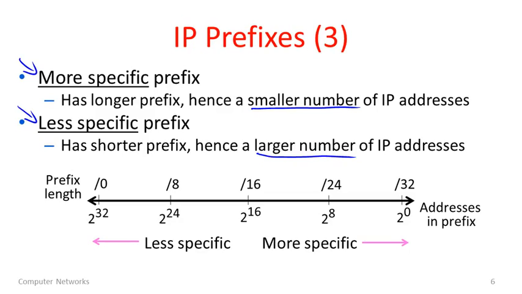But you can see on this diagram, as I go to less specific, the prefixes get shorter, but the number of addresses that can be within the prefix gets larger. Similarly, as I go to more specific, the length of the prefix gets longer, but the number of addresses inside that prefix gets smaller. So that's IP prefixes. Now you know about IP prefixes.